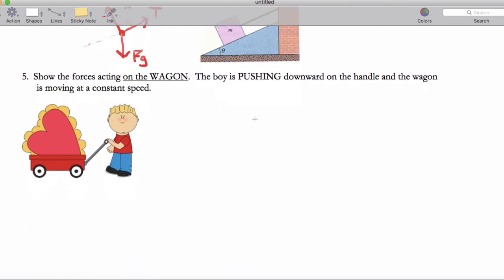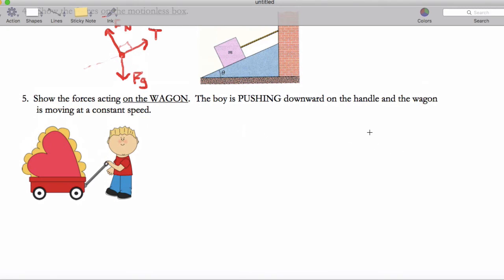Now, here the boy is pushing down on the wagon, and the wagon is moving at constant speed. So we're going to have a normal force, a weight force. Always we have those. Now the kid pushing down on the wagon, it's really tempting to draw the arrow like that, but we always draw forces going out of the object, so that needs to be moved here. And that's the kid pushing.